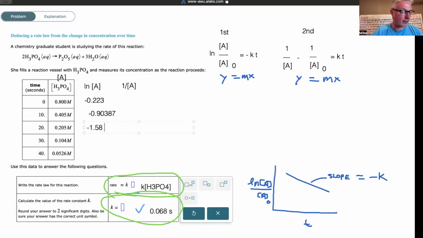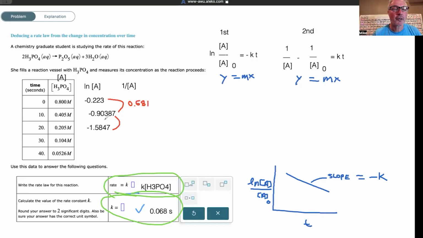Let's see what, 47. Let's monitor the interval. Is this a linear relationship? What was the difference here? What was the difference there? If it's the same, it's linear. I'm even going to ditch the negative signs because they are the bane of my existence. 0.90387 minus 0.223. That's a difference of 0.681-ish.